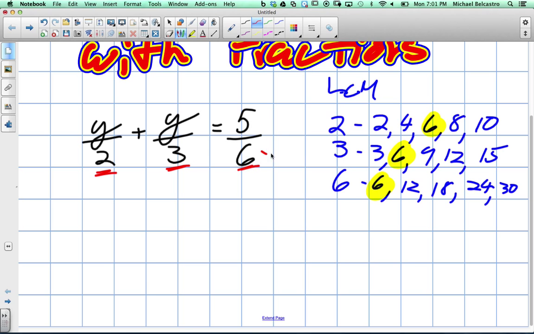What do I have to multiply 6 by to make 6? 1. So I'm going to multiply by 1. Whatever I do to the bottom of the fraction, I must do to the top. Okay. What do I have to multiply 3 by? 2. Whatever you do to the bottom, you must do to the top. And what do we multiply 2 by? 3. Bottom and top.